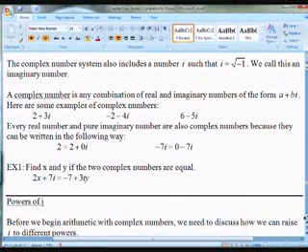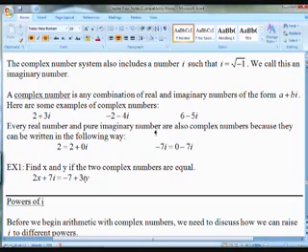A complex number, though, just because it's imaginary, that's not the complex. Complex is a combination of the two. A complex number is any combination of real and imaginary numbers of the form a plus bi, where you have a real part and you have an imaginary part. Here are some examples. 2 plus 3i, that's a complex number, real part, imaginary part. Negative 2 minus 4i, 6 minus 5i. Those are complex numbers.